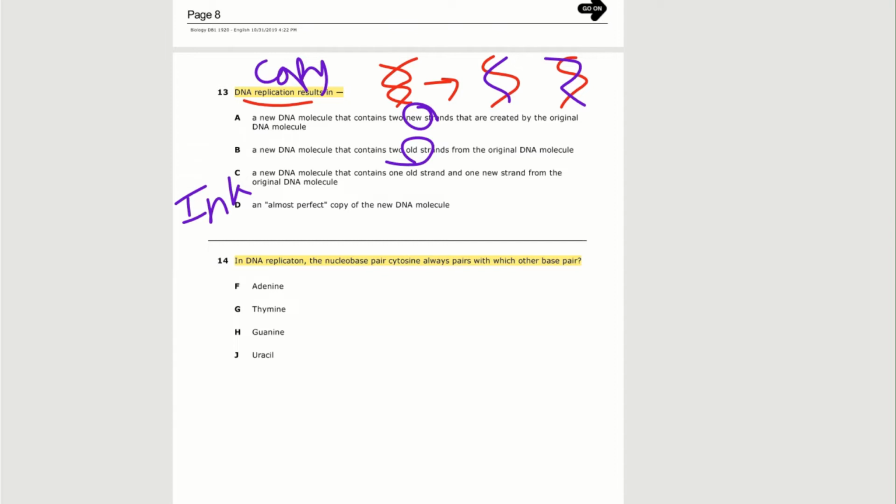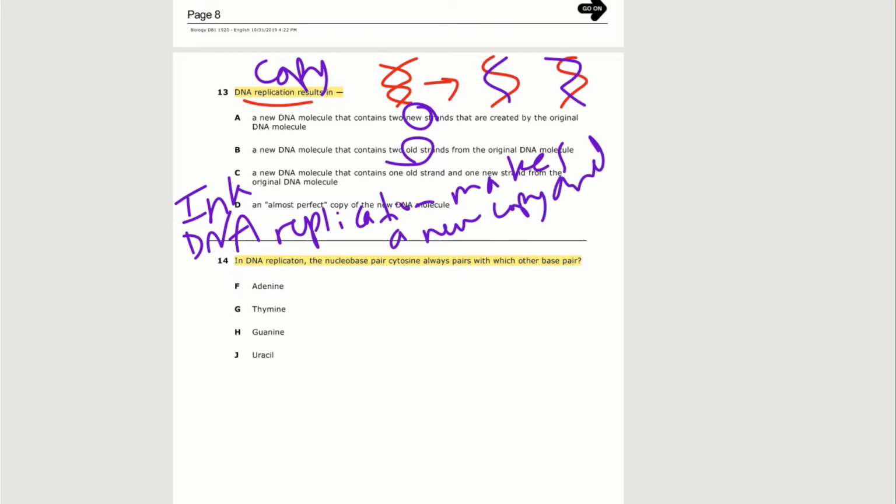I now know DNA replication makes a new copy and is semi-conservative. I can't write it here. Semi-conservative. It means that it keeps half of the original.